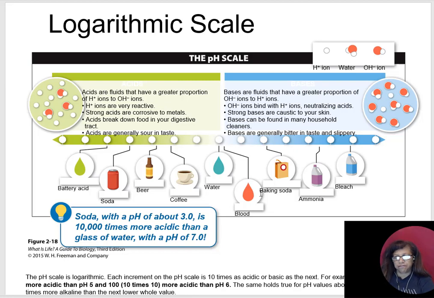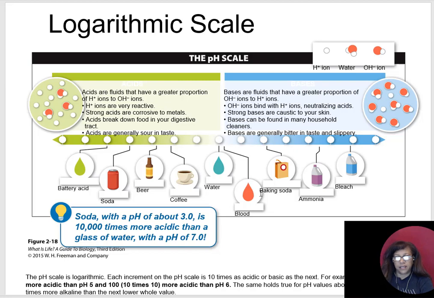Let's look at bases. So we talked about bases being hydroxide ions. They're the OH. And they also have certain properties. So strong bases are very caustic to your skin. So when I say that acids are reactive, you kind of know that because you're familiar with acids and you know that acids can actually cause you harm, right? But strong bases can cause you harm as well. And they're very caustic, burning to your skin.